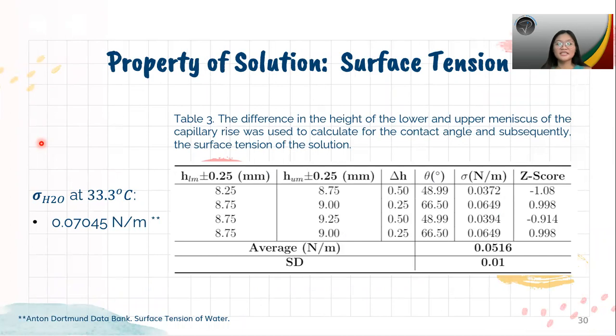Now, the average surface tension obtained through 4 capillary rise experiments was 0.0516 newtons per meter. This is 26.76% away from the surface tension of water at 33 degrees Celsius. Now, this large deviation may be attributed to the very small difference between the heights of the lower and upper meniscus in the extremely narrow tube. Now, the capillary tube was also not ensured to be parallel to the camera when it was dipped in the solution, which may have caused errors when reading the heights of the meniscus.